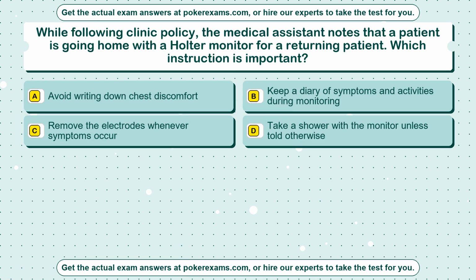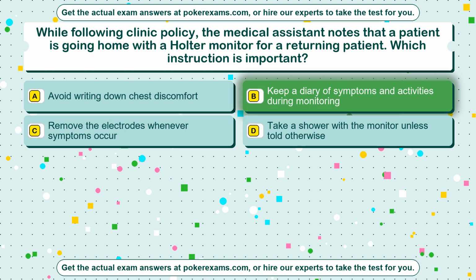Question 18. While following clinic policy, the medical assistant notes that a patient is going home with a Holter monitor for a returning patient. Which instruction is important? Option A, avoid writing down chest discomfort. Option B, keep a diary of symptoms and activities during monitoring. Option C, remove the electrodes whenever symptoms occur. Option D, take a shower with the monitor unless told otherwise.